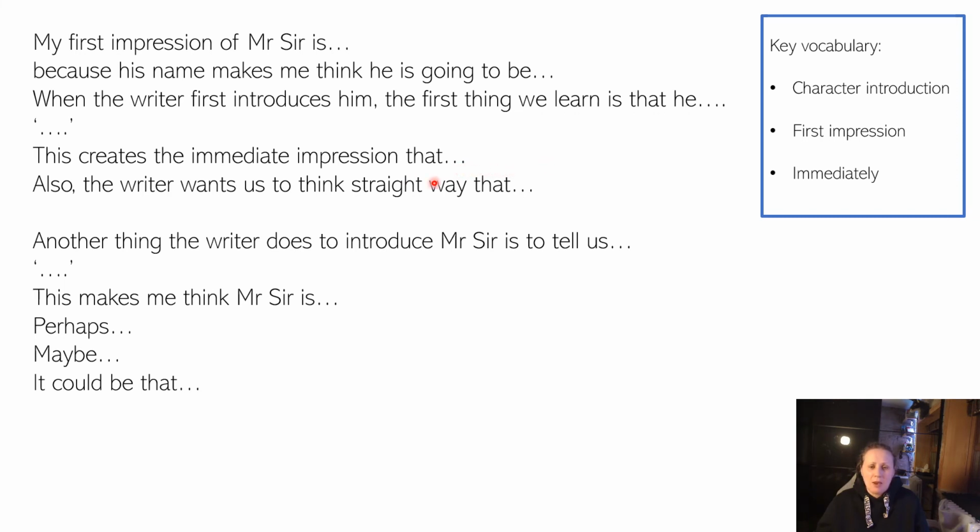And if you want to, well, we've got these connectives, this is really stretching you. Can you add another piece of information on? So what else? It also wants us to think this. This is where you're really trying to move up the grades, trying to make your paragraph more developed. Okay, then that's the first thing. What else? Another thing the writer tells us. What else does it do?